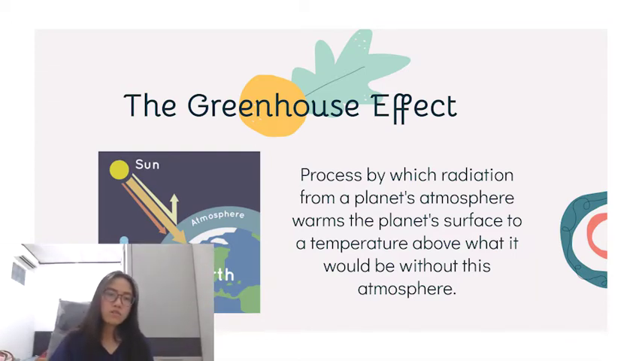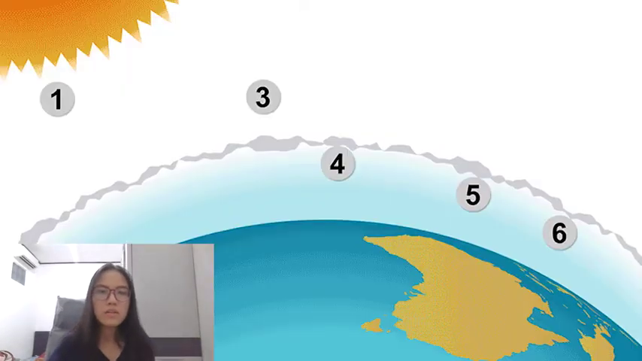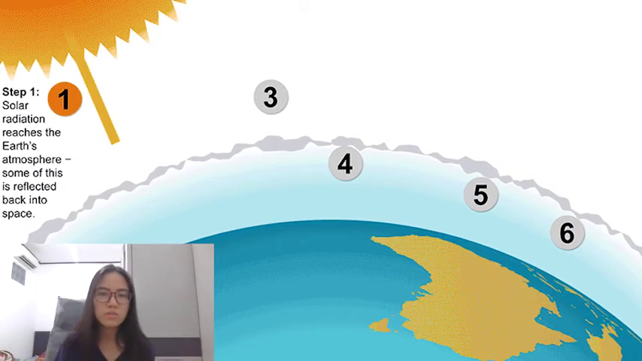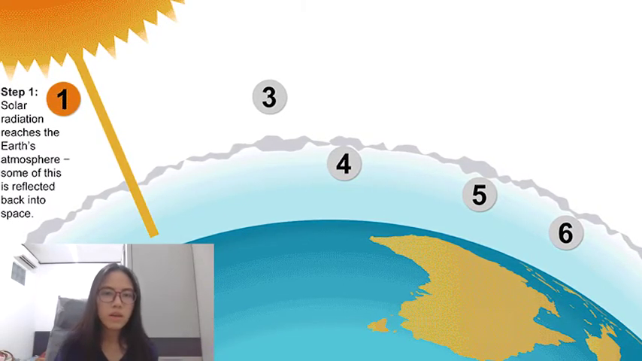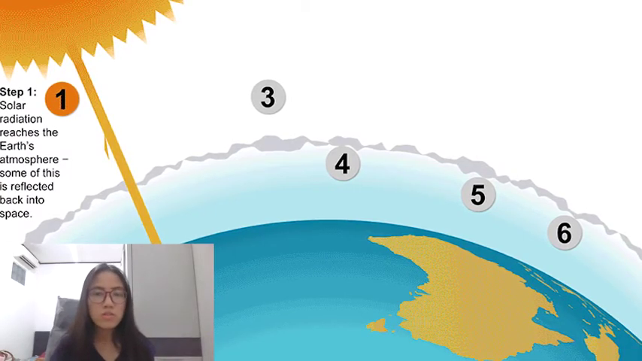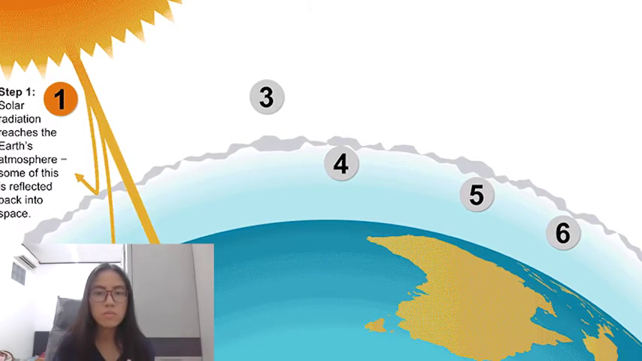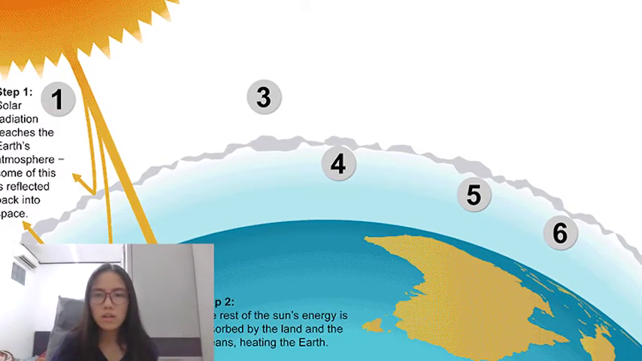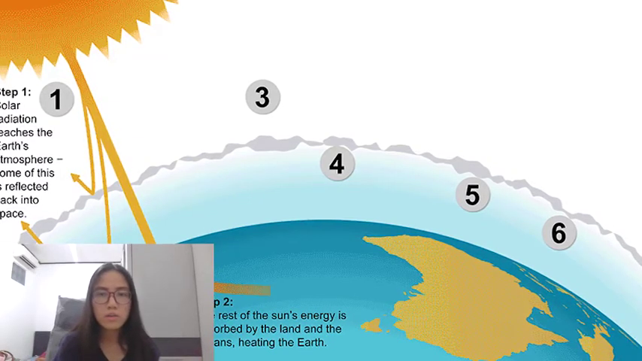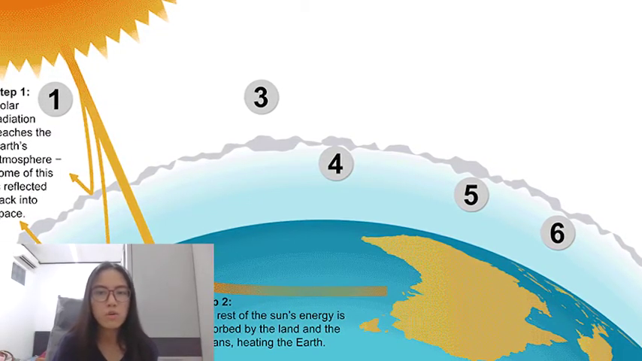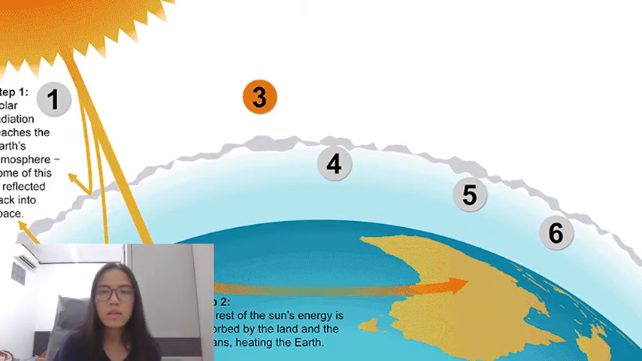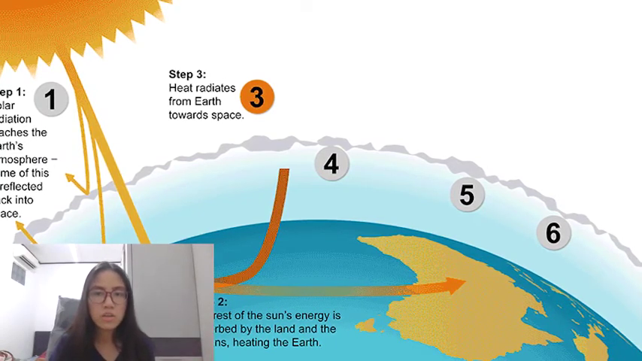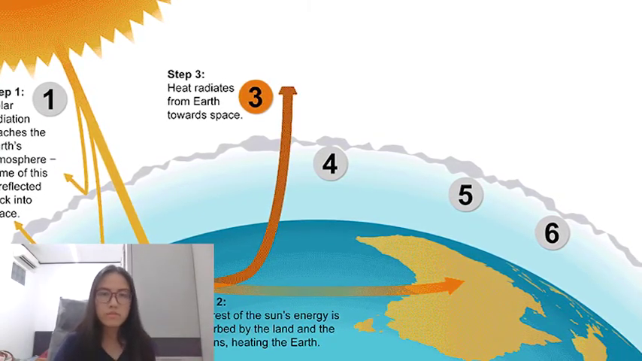So what is the greenhouse effect and what actually happens? As you can see in the picture, the first step is the solar radiation reaches the Earth's atmosphere. Some of this is reflected back into space, and the rest of the sun's energy is absorbed by the land and also by the ocean, heating the Earth. And then, as you can see in the presentation, the heat radiates from Earth towards space. Some of this heat is trapped by the greenhouse gases in the atmosphere, keeping the Earth warm enough to sustain life.